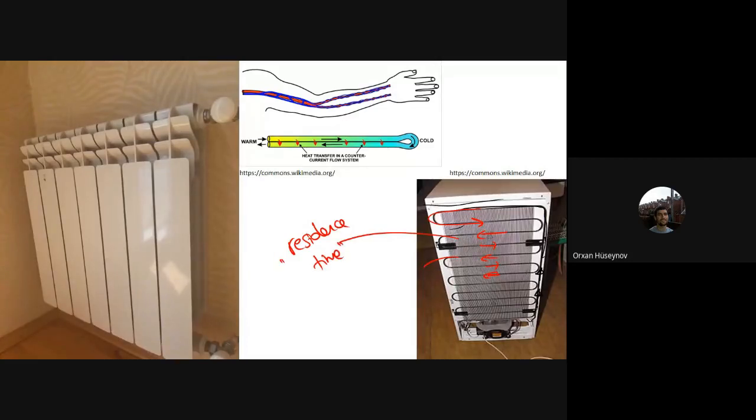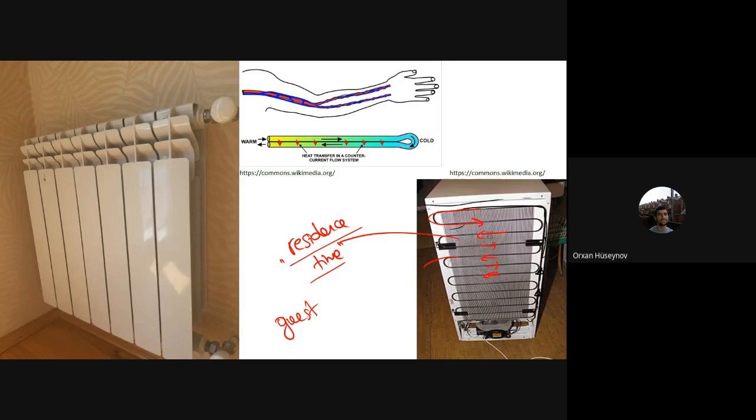Here also you can see the zigzags. It goes here and it goes here. Zigzag is important in any heat device because it increases residence time. It's very similar to having a guest. If you have a good guest or a good friend at your home, you want the residence time to be longer and you want to spend more time with your friend.